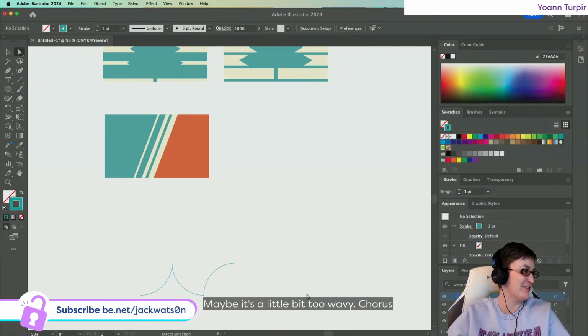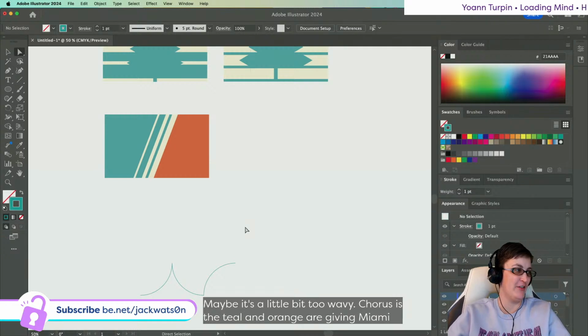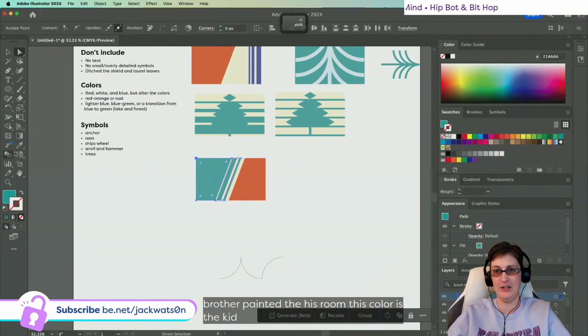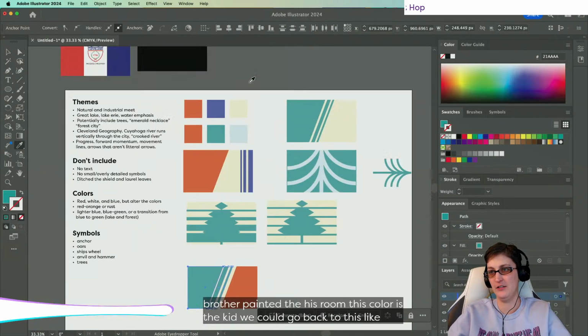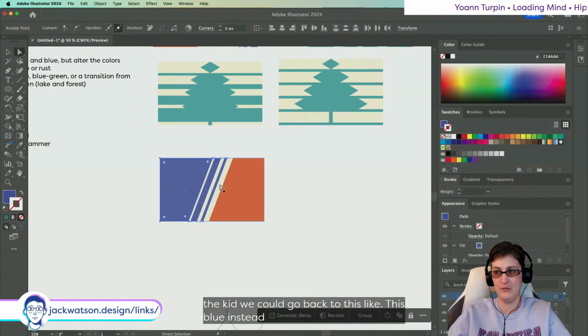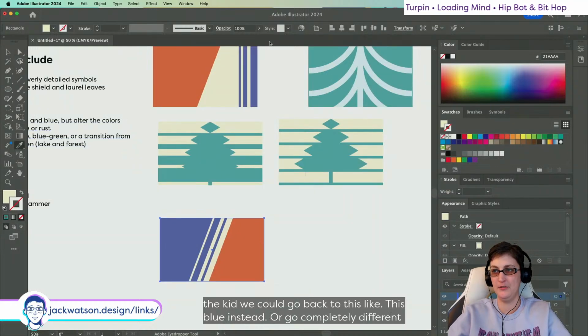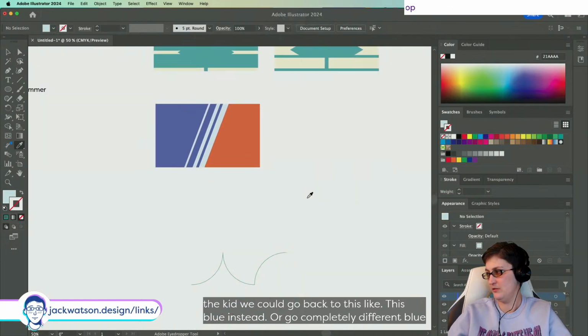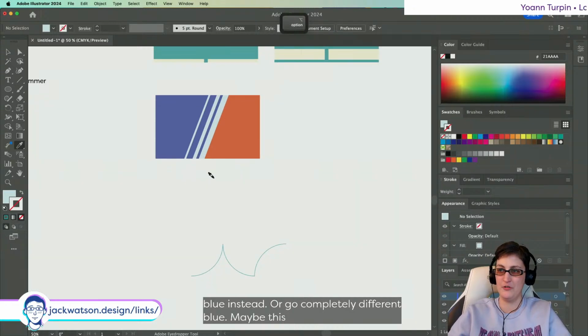Corey says the teal and orange are giving Miami Dolphins. I only know that because my brother painted his room those colors as a kid. We could go back to this blue instead. Or go a completely different blue. Maybe this is more true to the original.